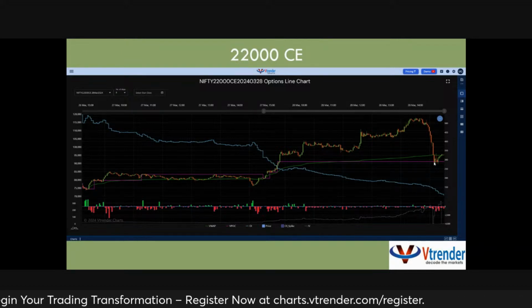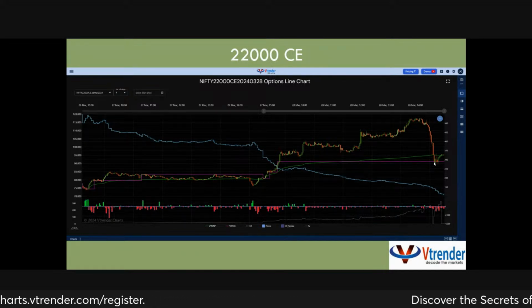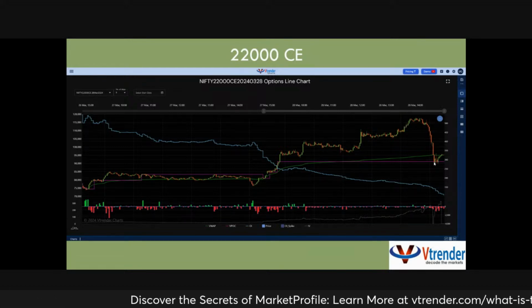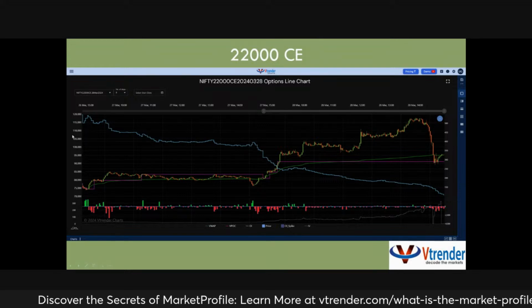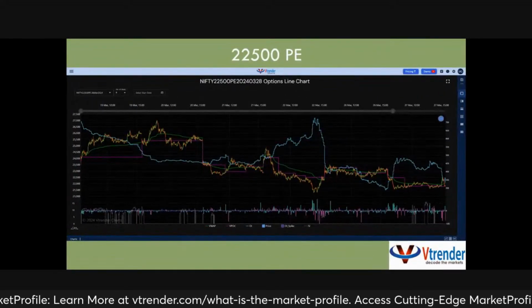It also gives us probable support levels and probable resistance levels where we can expect supply to come back or where we can expect demand to come back. So this was about the 22,000 call option. And on the same day, I would want to give one more example of the 22,500 put.